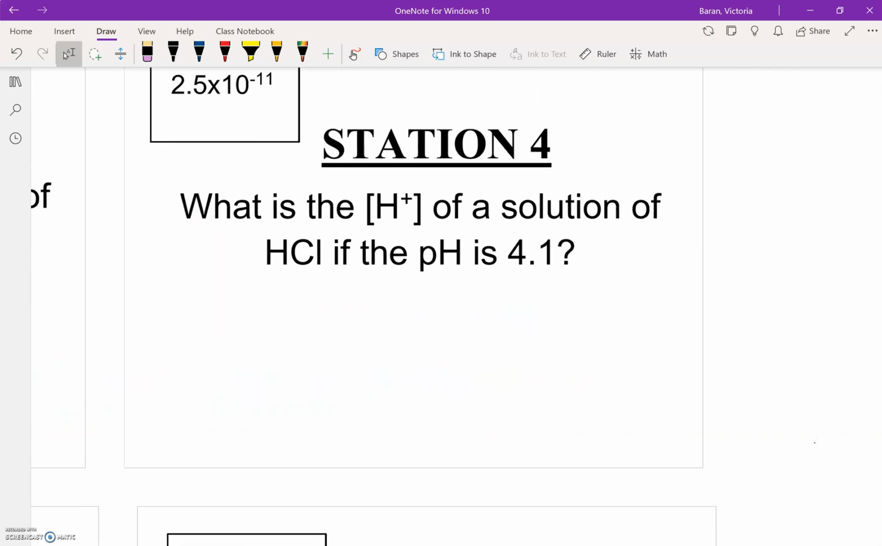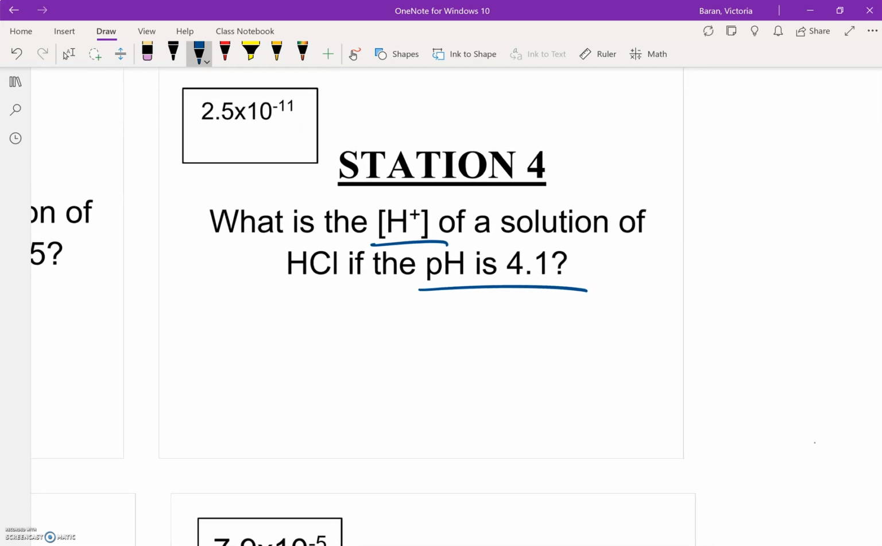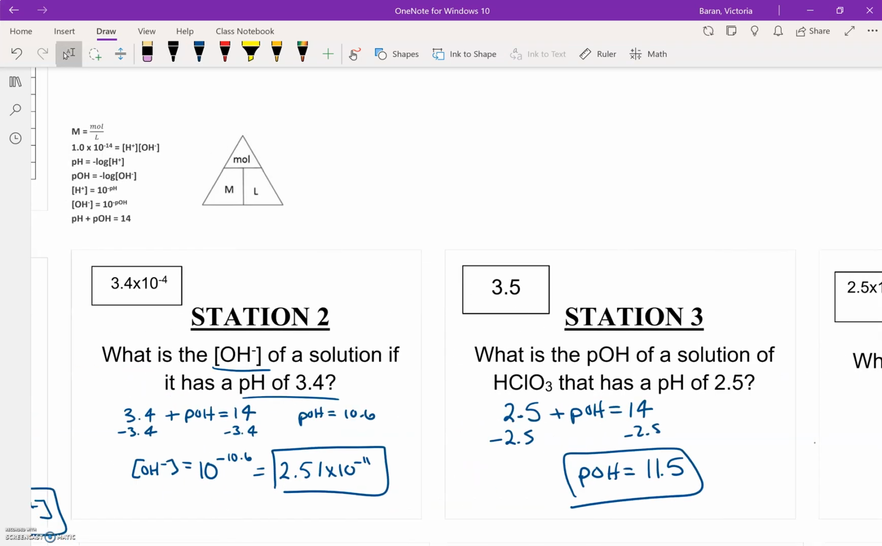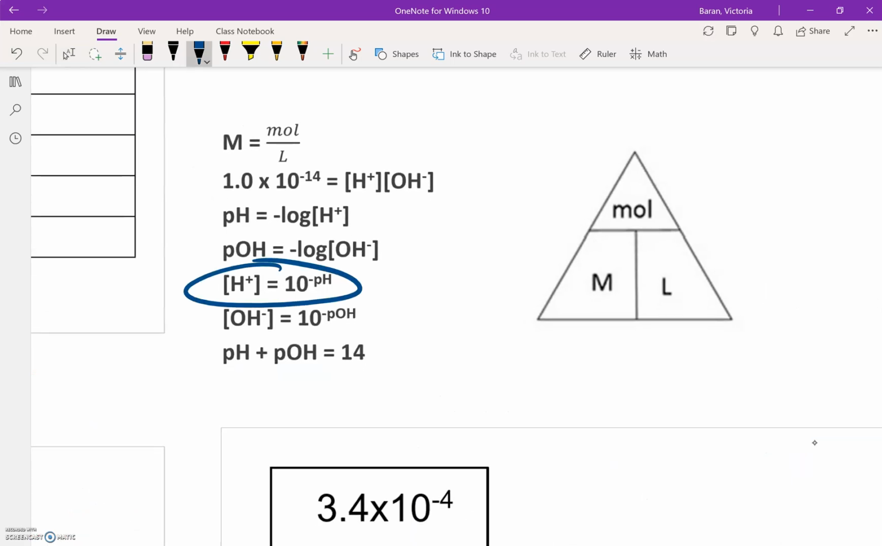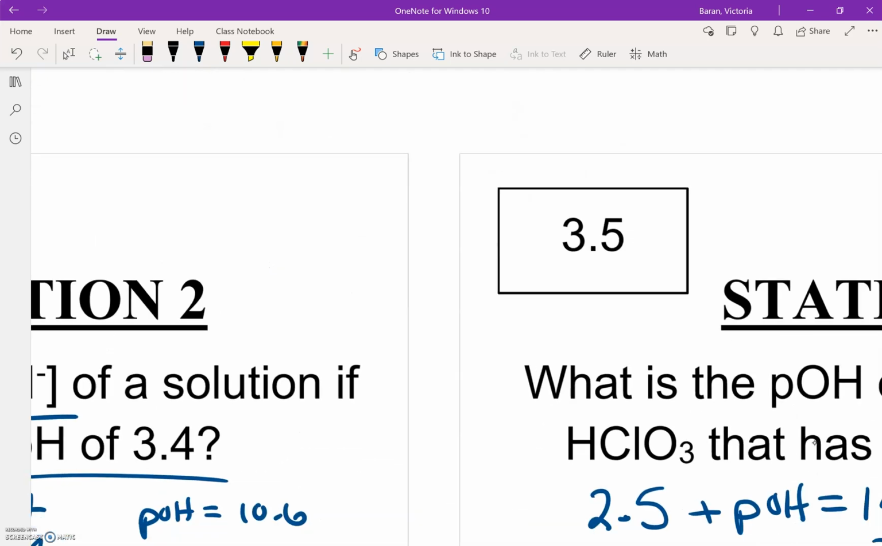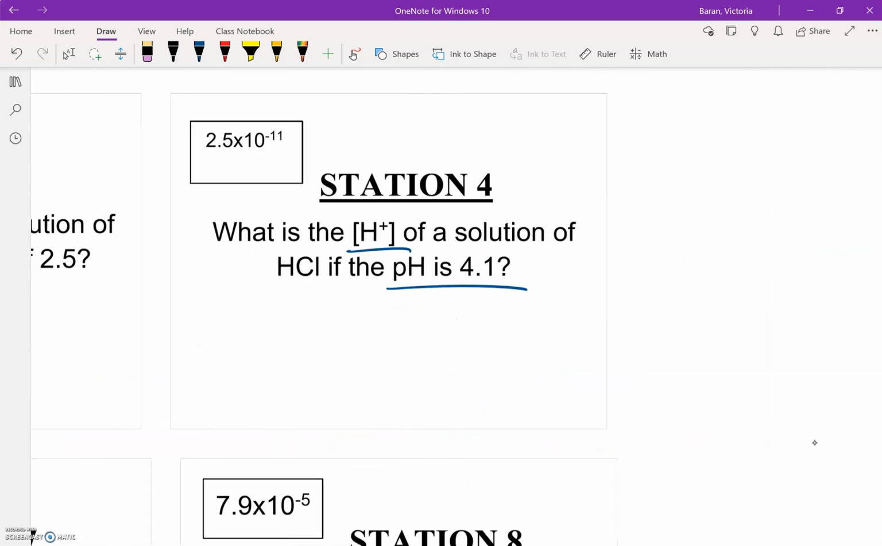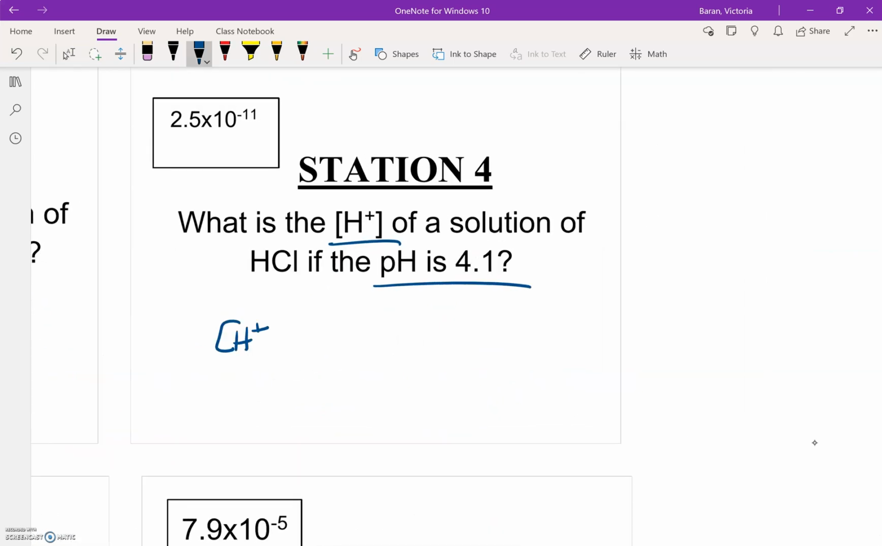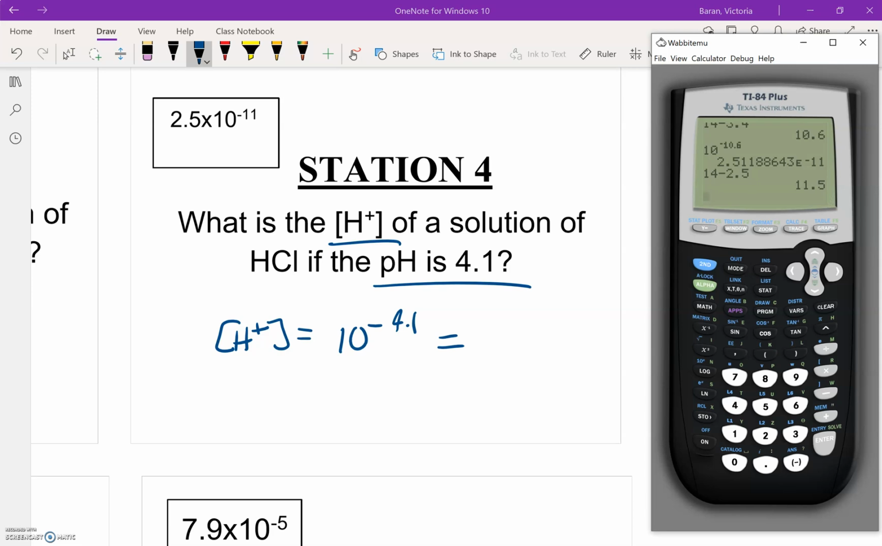Okay, next we have: what is the H plus concentration of a solution of HCl if the pH is 4.1? So this one's also really easy because it doesn't require multiple steps. If you look at your equations here, they gave me the pH and I'm looking for H plus, so I can easily just use this equation. It's not going to require multiple steps. So we're going to do H plus equals 10 to the negative 4.1. That'll give us our H plus concentration, which is what we're trying to solve for.